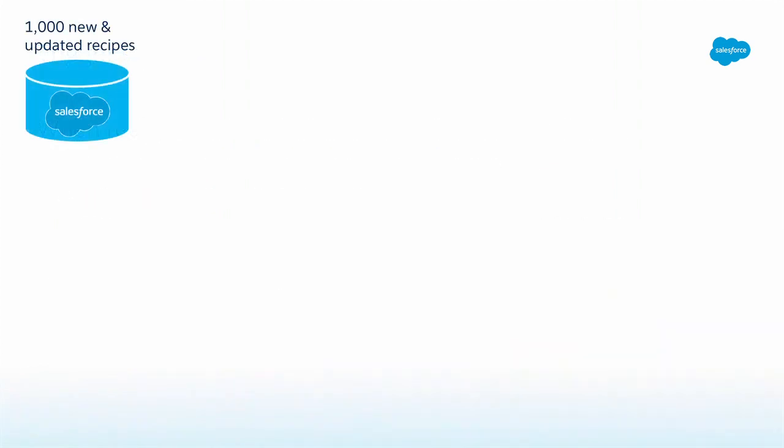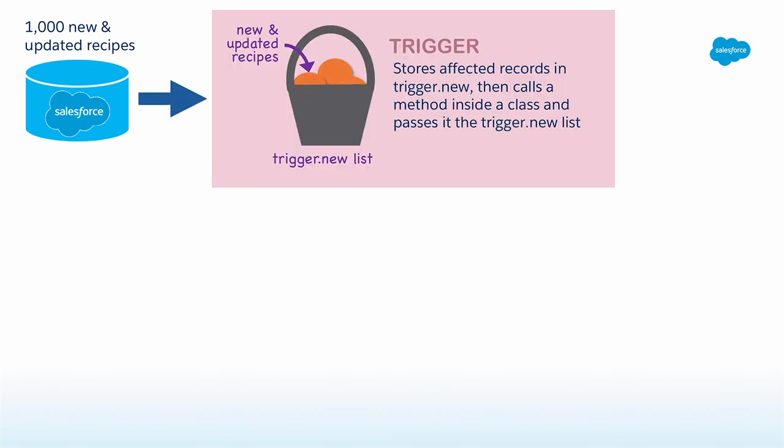So again, for those who are visual like me, let's imagine that we're inserting, using Data Loader or something like that, 1,000 new and updated records, new recipes, updated recipes, and we're sending them all at once. And they are going to go into the trigger. So the trigger is listening. It's like, oh, you just sent me a whole bunch of records, great. And it's going to stick them in a thing called a list. Now, a list is just a container that stores groups of things, like a bucket. So imagine we have a bucket and it's filled with all of these 1,000 recipes.